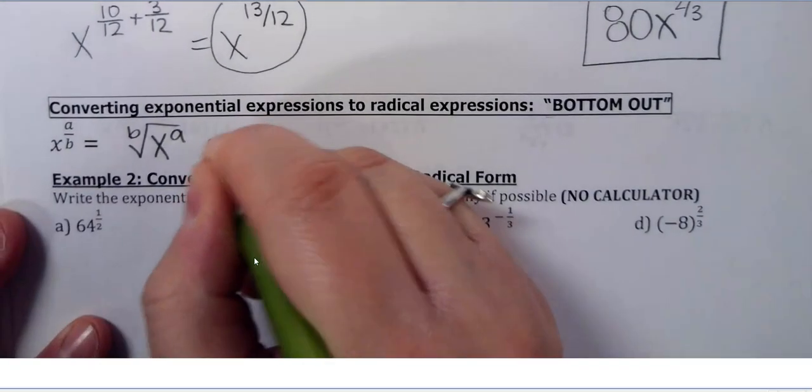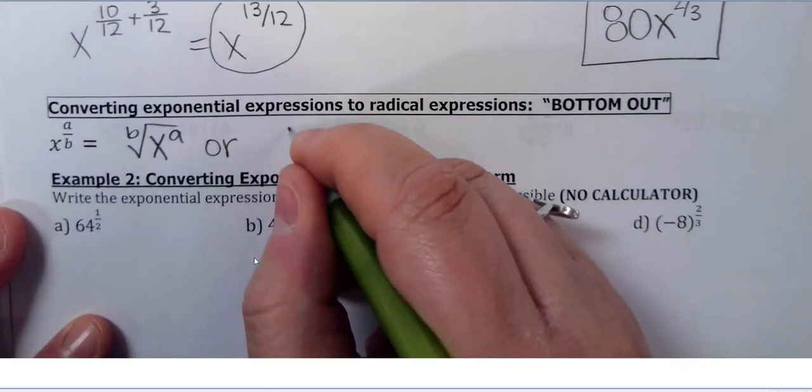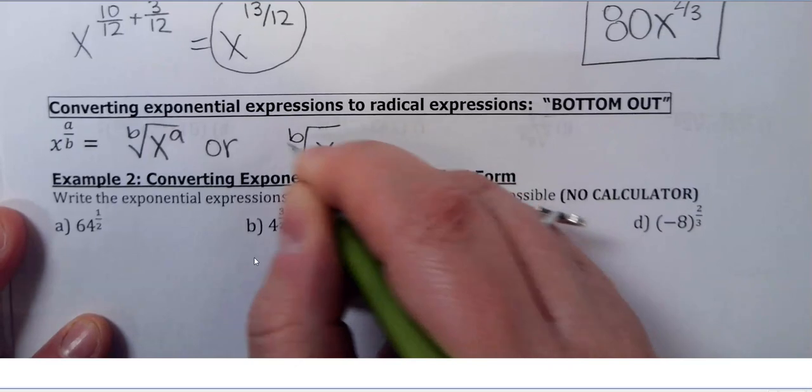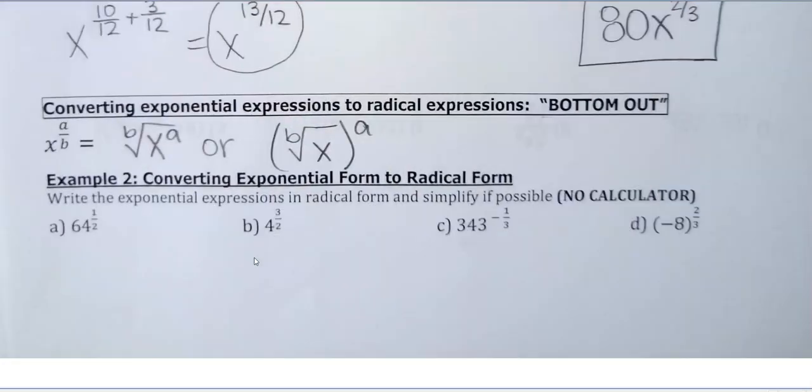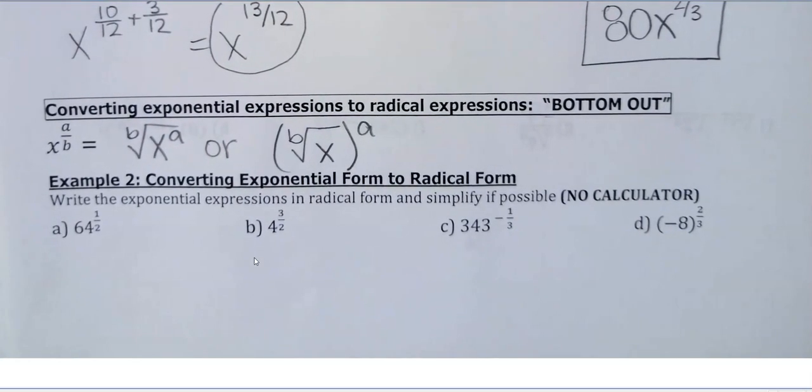These two pieces of notation are the same. You can write it as the b root of x, and then all that to the a power. Those two things are equivalent to each other. I would tell you when you're actually doing the problem, especially with numbers, I would take the root first and then use the exponent. We're going to do that in these questions underneath here.